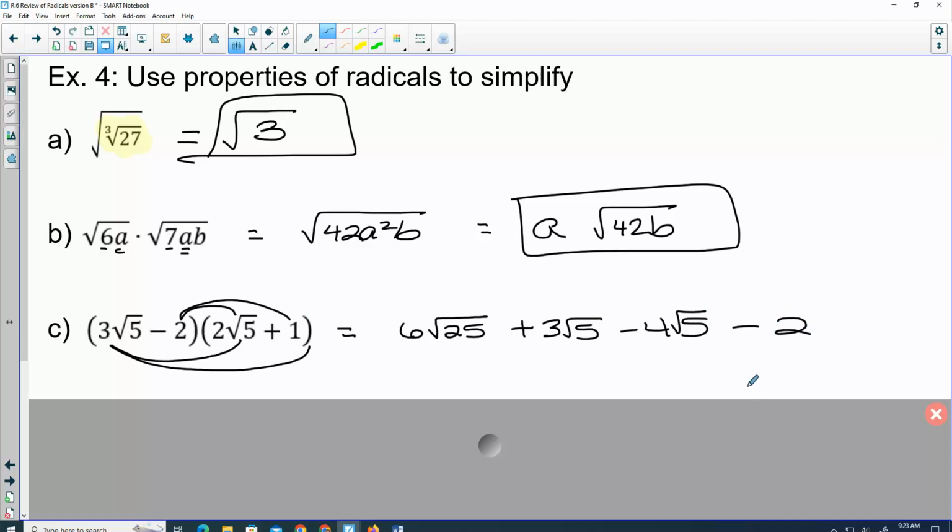But we can simplify here. The square root of 25 is 5. So this means 6 times 5, which would become 30.